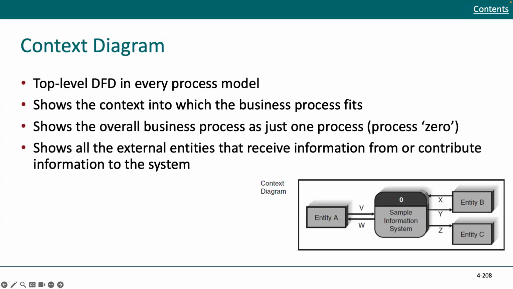So first we have the top level context diagram. This is the top level data flow diagram in every process model. It shows the context into which the business process fits.